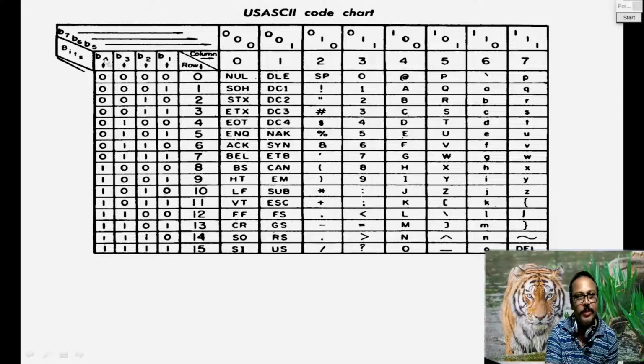B1 to B2, B3, B4 and B5, B6, B7. So all zeros represent null. Okay, all zeros represent null. If you consider, say, from B1, this is B0, B7. If this is B1 and if this is B7, then it is 0, 0, 1. All zeros represent DLE.